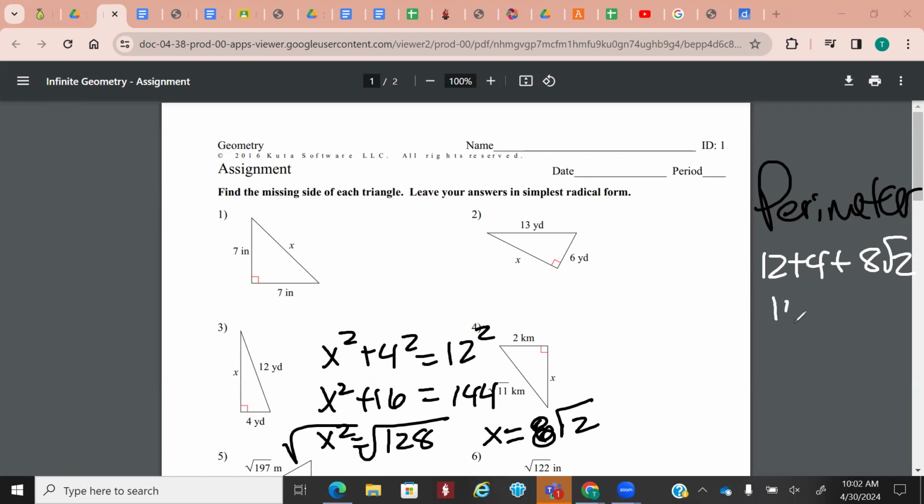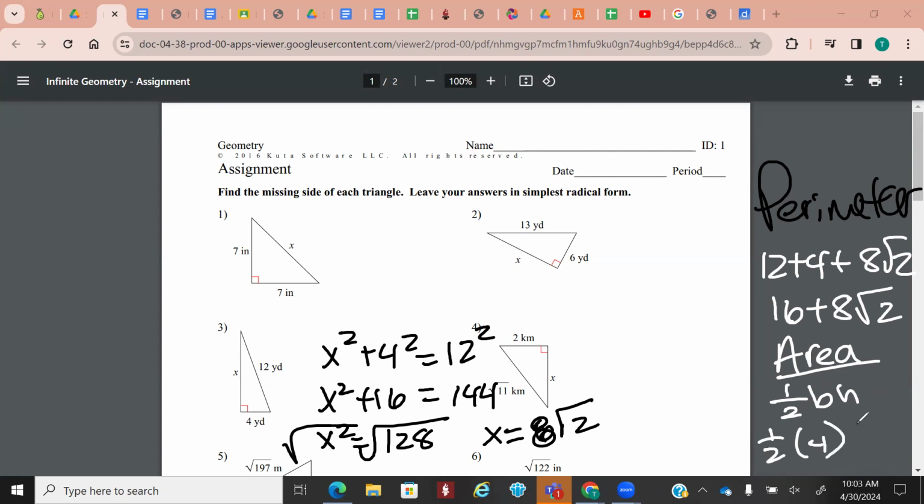What's 12 plus 4? 16. And then you have plus 8 root 2. You can't combine these two. Okay, because that root doesn't add to just normal numbers. Area is another problem that you might have. Okay, throwback to like 6th grade where you learned that area was 1/2 base times height for triangles and only right triangles. Okay, so in order to do this, you're going to say 1/2 times the base, which is 4, times the height, which we just found. So if we simplify that, I'm sorry, it's so far down at the bottom. That would give me 16 root 2.